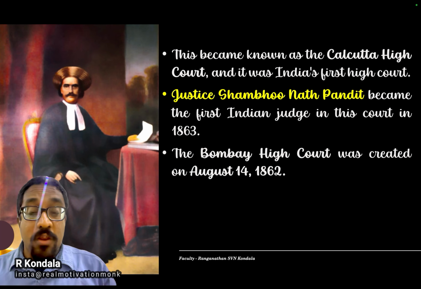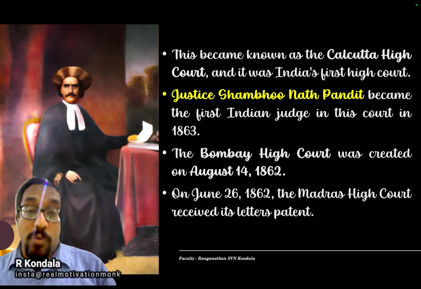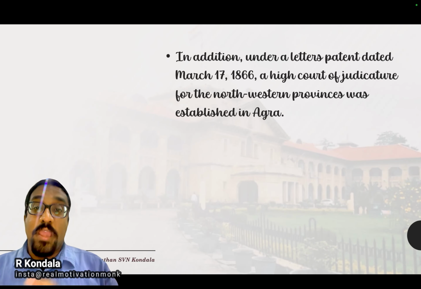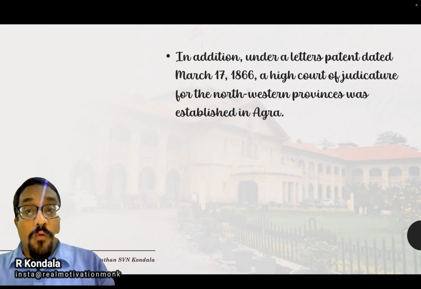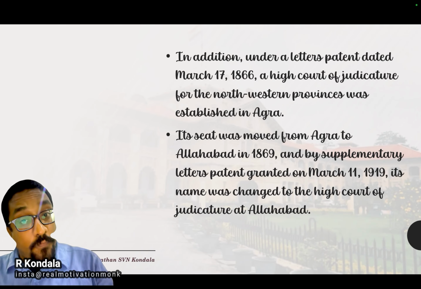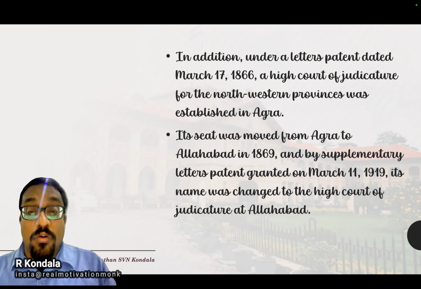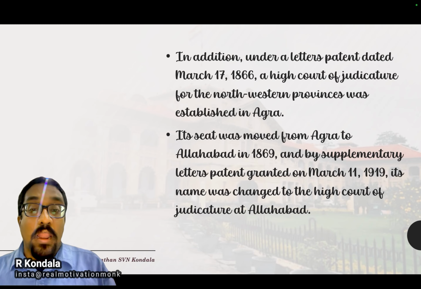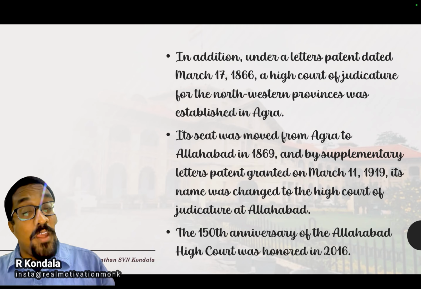The Bombay High Court was created on August 14th, 1862, and on the 26th of June 1862, the Madras High Court received its letters of patent, which are the letters of establishment. In addition to these, in 1866, a High Court of Judicature for the Northwest Provinces was established in Agra. The seat was eventually moved from Agra to Allahabad in 1869, and by supplementary letters patent granted on March 11, 1919, this High Court came to be known as the High Court of Judicature at Allahabad. In 2016, the Allahabad High Court observed its 150th anniversary.